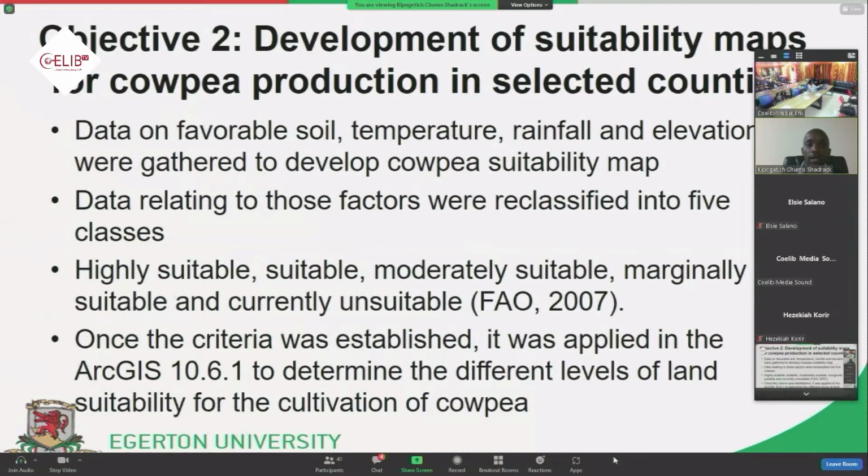Under objective 2, development of a suitability map for cowpea production in selected counties, data on favorable soil, temperature, and rainfall was gathered to develop land suitability. Data ratings for those factors were reclassified into 5 classes: highly suitable, suitable, moderately suitable, marginally suitable, and currently unsuitable. This criteria was then applied in GIS to determine the different levels of land suitability for the cultivation of cowpea.